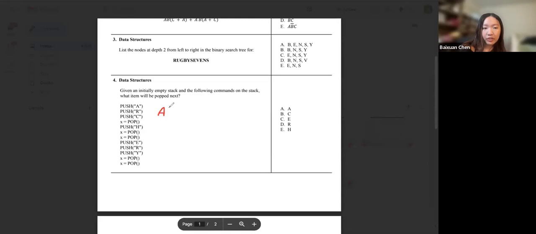So push A, push R, we just add them on, push C, then pop. Instead of removing from the front like we did for the queue, we'll remove from the back. We push H, pop twice, do the next two, and then push E, R, Y, and then we pop twice. So what item will we pop next? It's just this one, so E. For these kinds of problems, just try to simulate it, and you can do it multiple times just to double check.